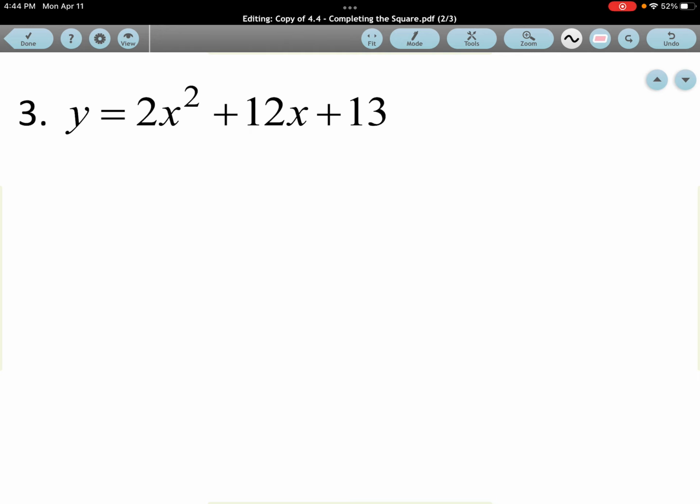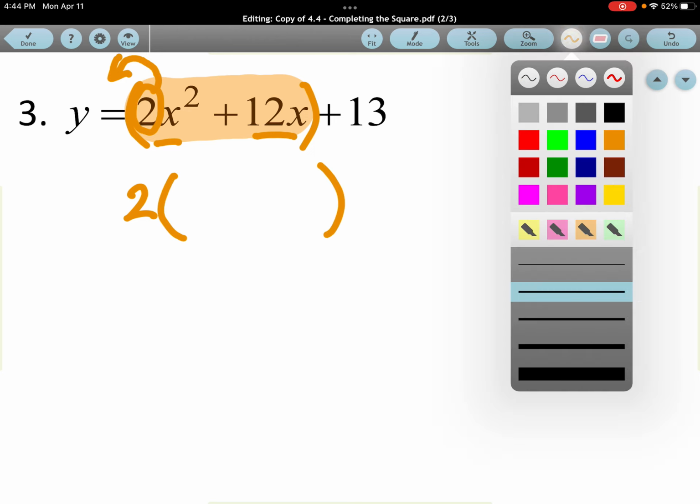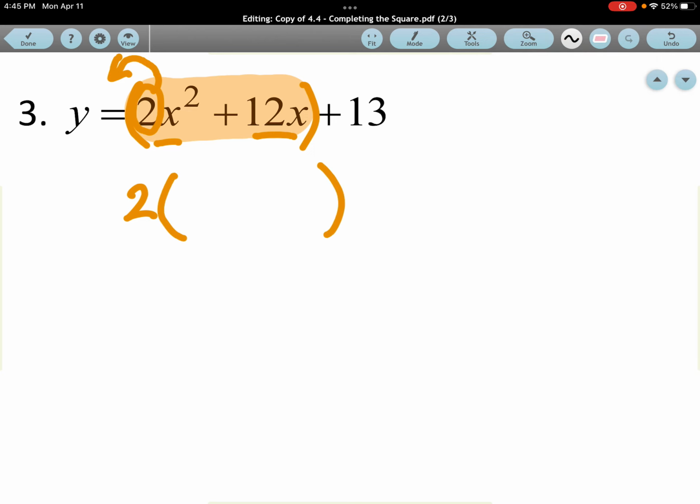Okay, steps again. Let's make sure that we highlight only the x values. Put your house around the two x values, like that. If there is a number that you can factor out so that you get x squared by itself in the front, factor it out. But that means you have to divide both of these by that 2. So you're going to get a 2. And on the inside, if you divide both the 2x squared and the 12x by 2, you're going to get x squared plus 6x.